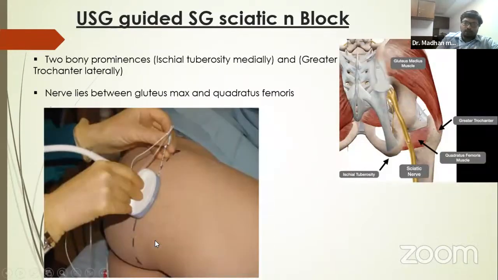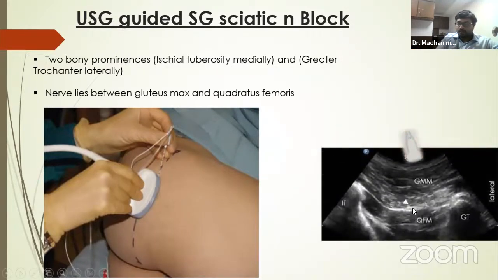Coming to the USG guided sciatic nerve block, again you need a curvilinear probe. Usually the depth of this nerve at this level will be some 6 or 7 centimeters. The linear probe will be very difficult unless you have a very thin individual or a pediatric patient. You put the probe, identify the 2 bony landmarks, the greater trochanter and ischial tuberosity, and keep the probe in between both, and you will get a picture like this. This is the sciatic nerve, and this is the gluteus maximus muscle and quadratus femoris muscle, and the nerve is lying sandwiched between both. Your needle can come either in plane or out of plane and deposit the drug around the sciatic nerve.